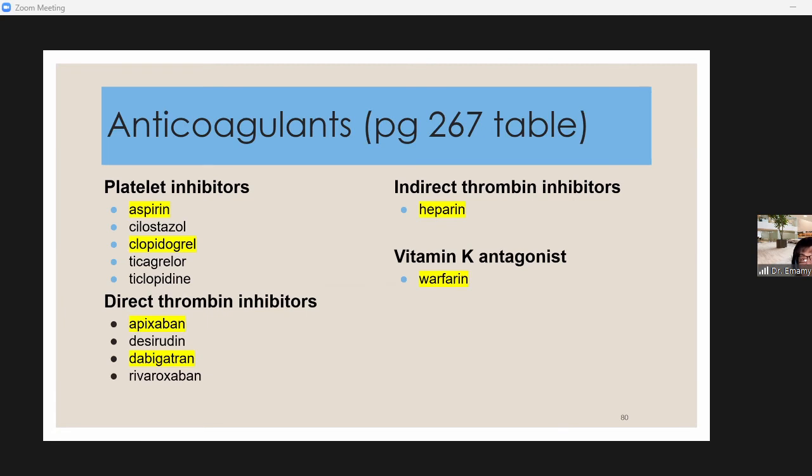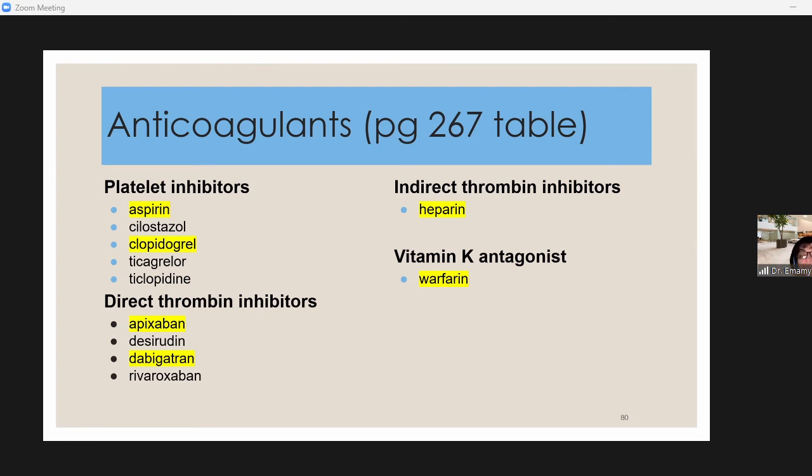Then anticoagulants. Anticoagulants, and we have thrombolytics. What is the difference between anticoagulants and thrombolytics? Anticoagulants like aspirin, heparin, warfarin cannot dissolve a clot that is already made. They just prevent formation of new clots. So anticoagulants like heparin, warfarin, aspirin, apixaban just prevent production of new clots. They are blood thinners. But thrombolytics like tissue plasminogen activator can dissolve clots that are already there.